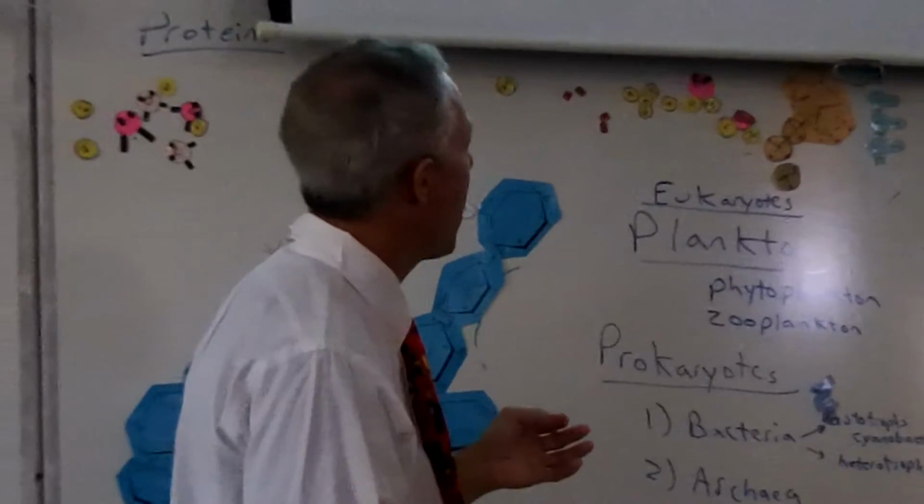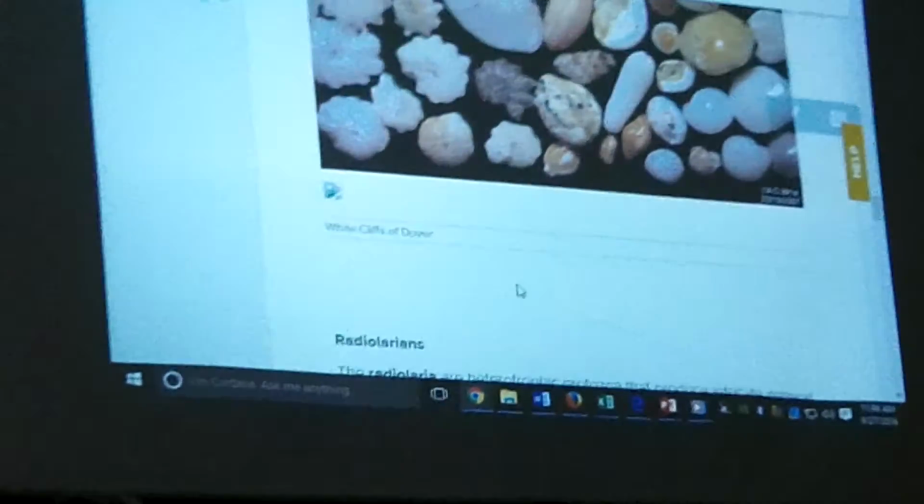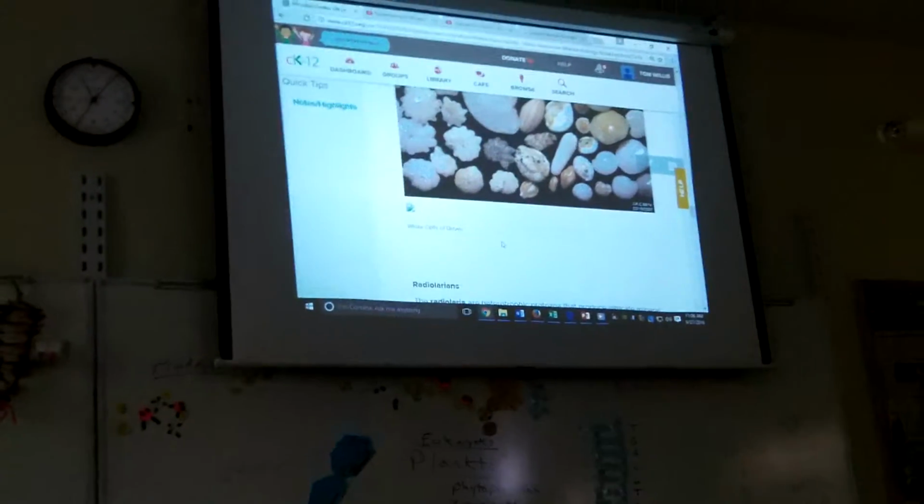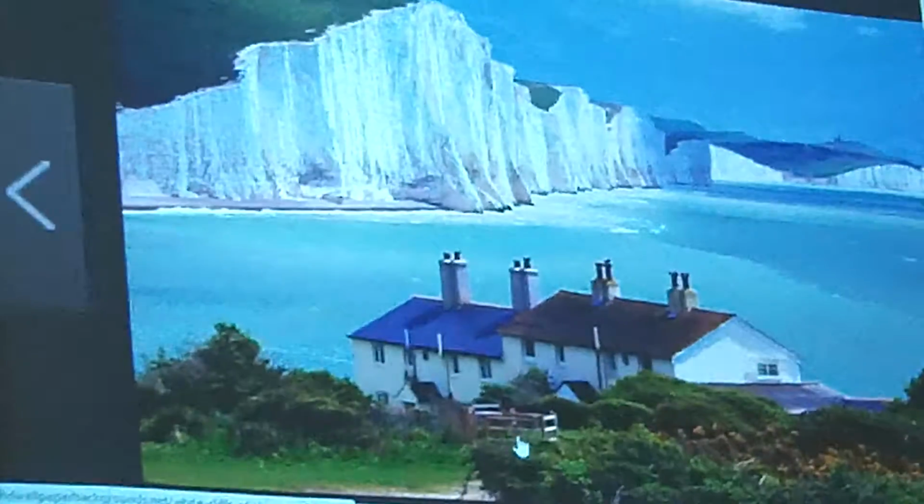If you've ever heard of the White Cliffs of Dover, which is not showing up here, so let me get another picture. I don't know why my pictures aren't working in this chapter. I think I'll check it out. But the White Cliffs of Dover. Some images of those. They're these beautiful white cliffs.